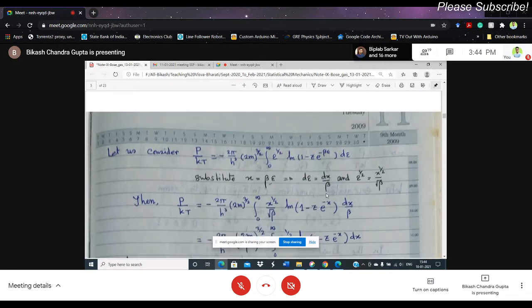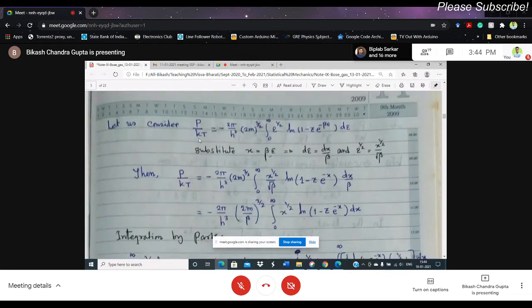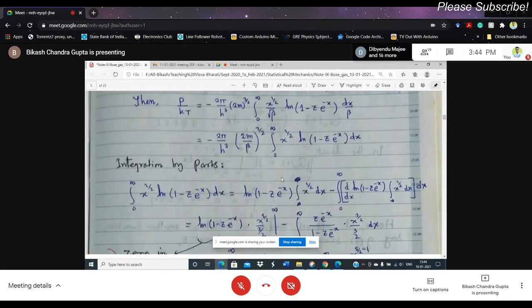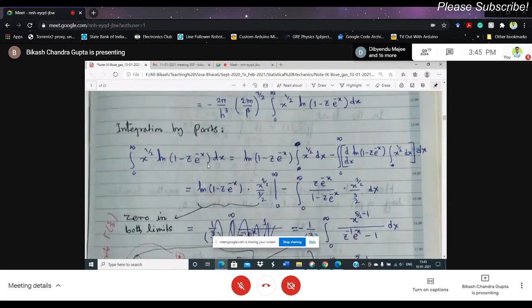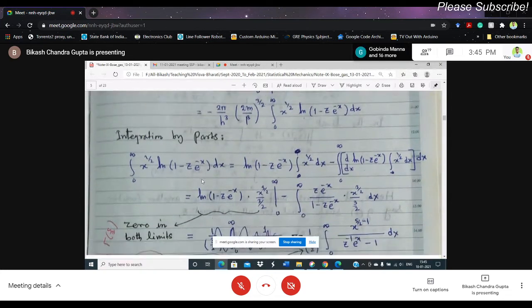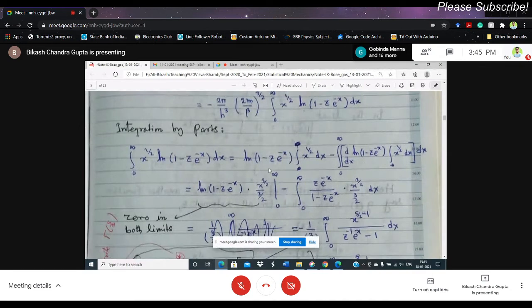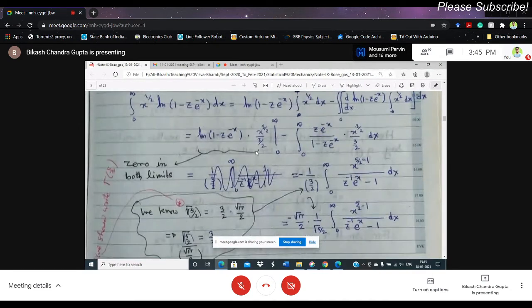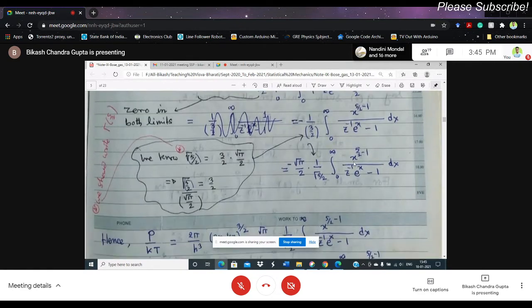Okay, so p by kT is this, and now you have the change of variables. You represent x as beta epsilon, and then do this. I think you have done it in the last class, and eventually you will have this integration that can be carried out by integration by parts. The first term will be 0 actually, and you are left with the second term, and eventually it will turn out to be this.